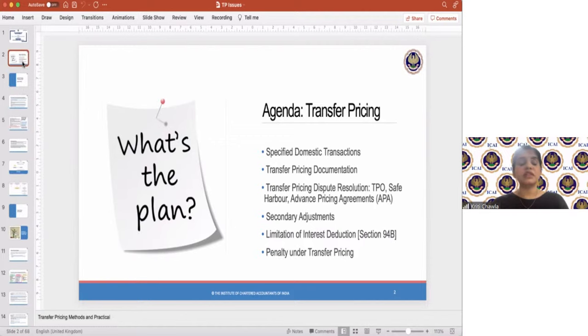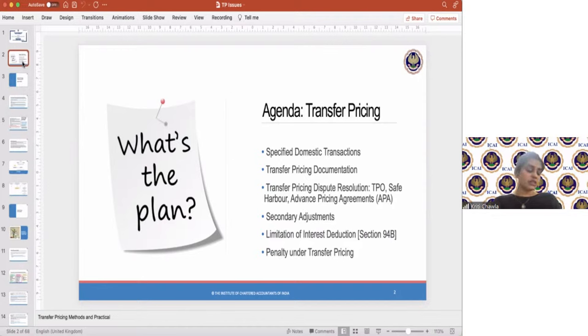Please note that when it comes to penalties under transfer pricing, I'm sure you've done another lecture on penalties altogether, but these penalties are very, very specific to transfer pricing. So these are over and above those particular penalties, but these are very specific to transfer pricing. So I will be discussing only penalties that are very restricted to this particular concept of transfer pricing.